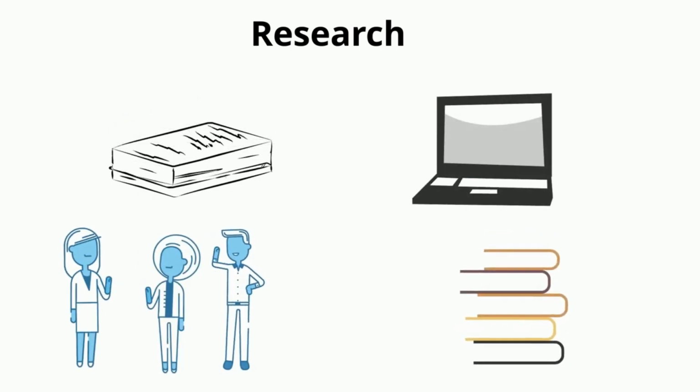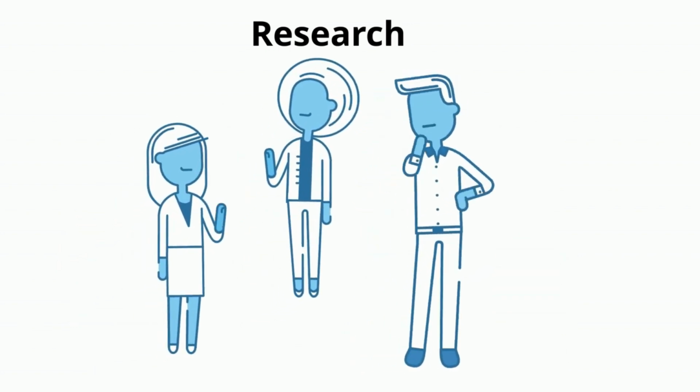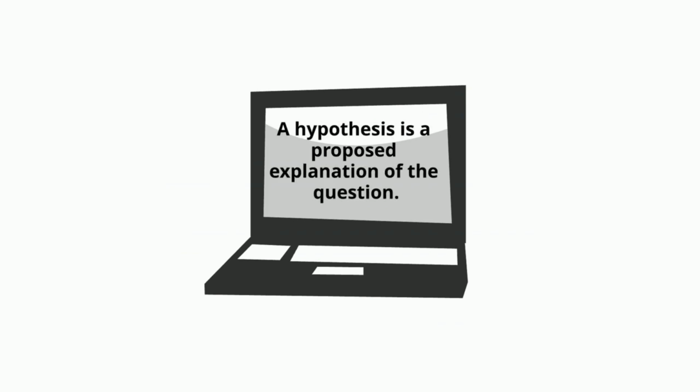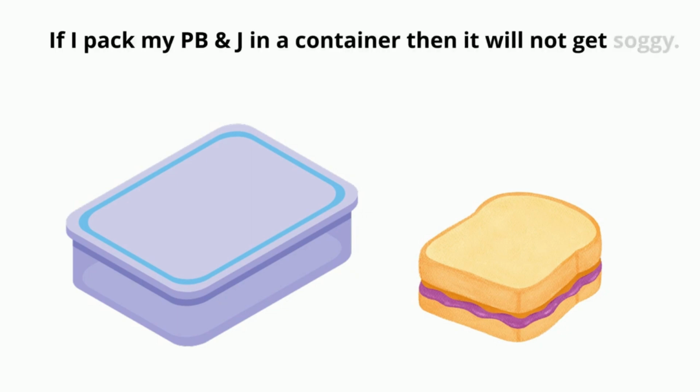You start by asking your friends who also eat peanut butter and jelly sandwiches, and also go online and discover that most people prefer their PB&J in a solid container. You form a hypothesis, which is a proposed explanation that serves as a starting point for further investigation. You hypothesize that bread gets soggy in bags, but would not in a container. You make a hypothesis: if I pack my sandwich in a container, then it will not get soggy.